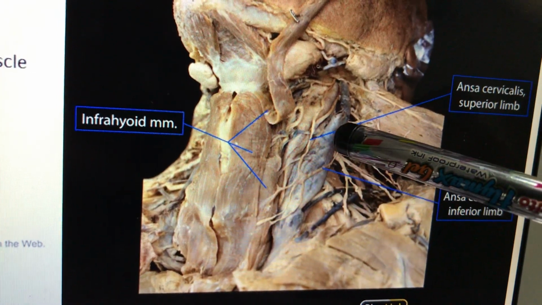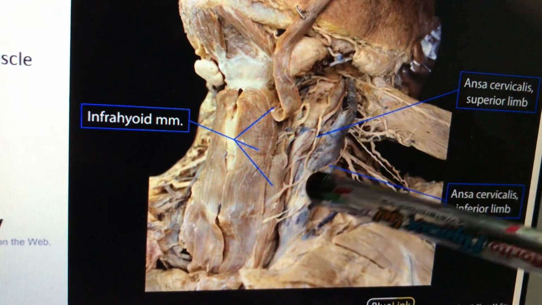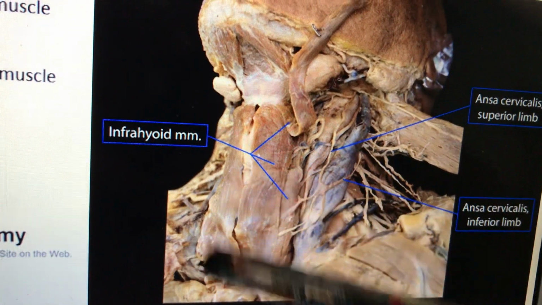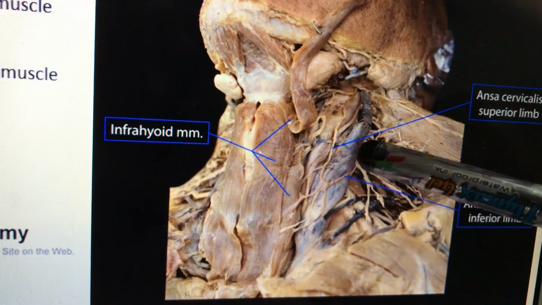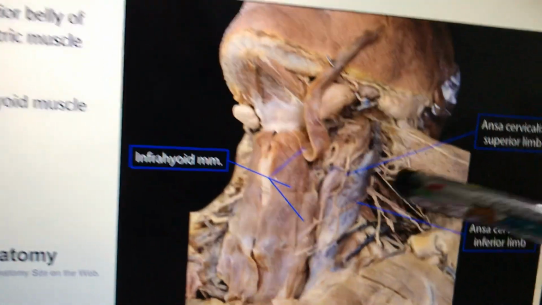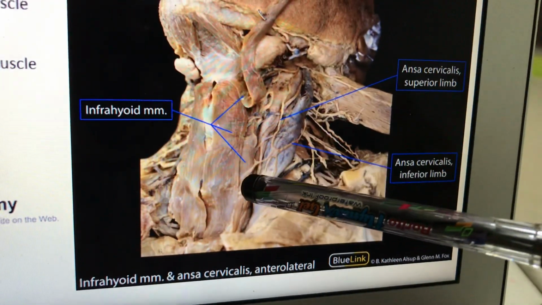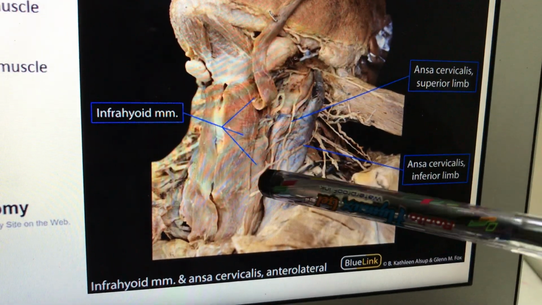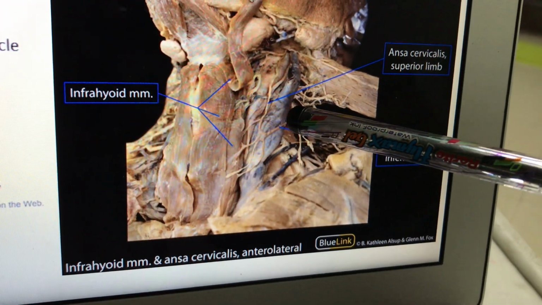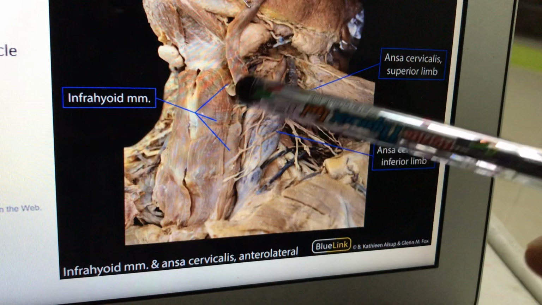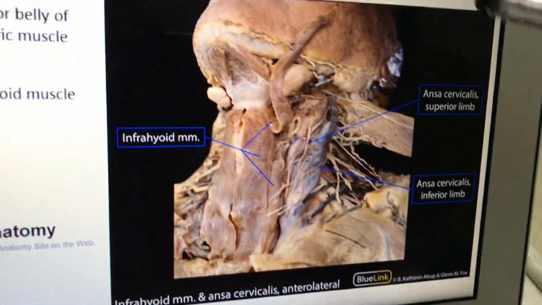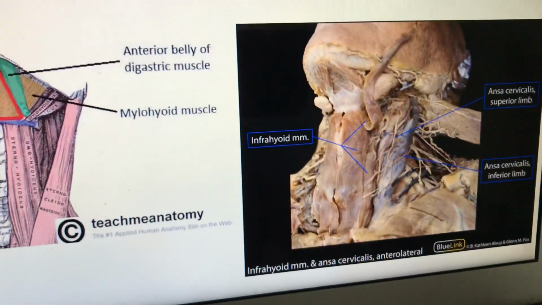But the descending hypoglossal is the one which is coming down and forms the ansa cervicalis. This ansa cervicalis supplies all the strap muscles. That too, the descending hypoglossal branch alone supplies the superior belly of omohyoid. So ansa cervicalis supplies all the infrahyoid muscles except the thyrohyoid. Thyrohyoid and geniohyoid are supplied by the C1 fibers via the hypoglossal nerve.